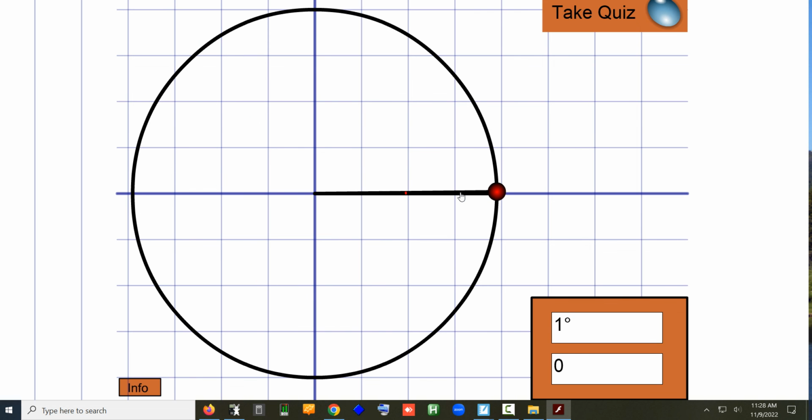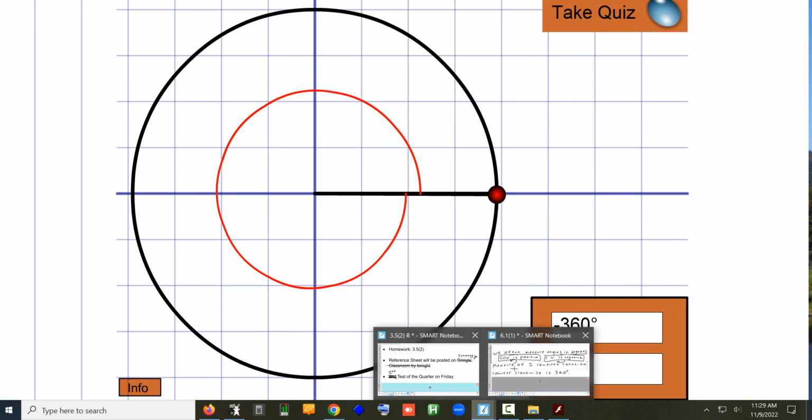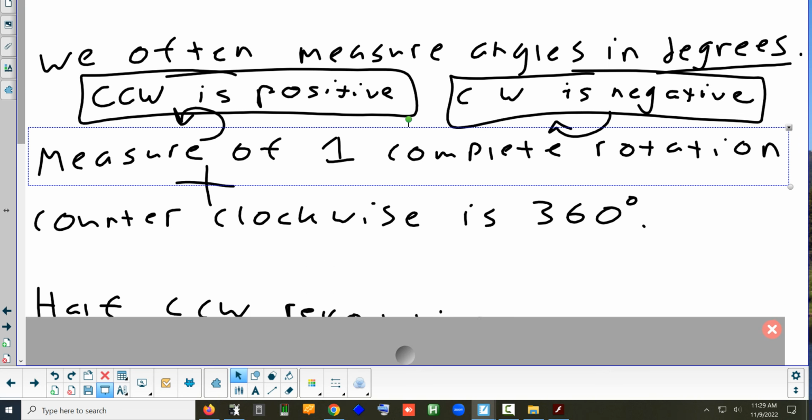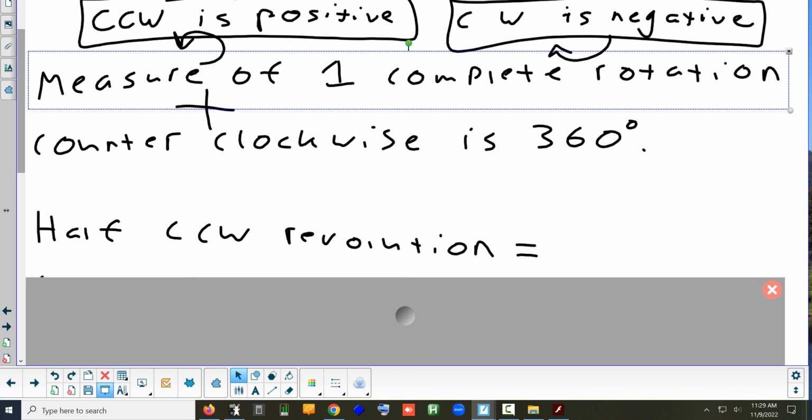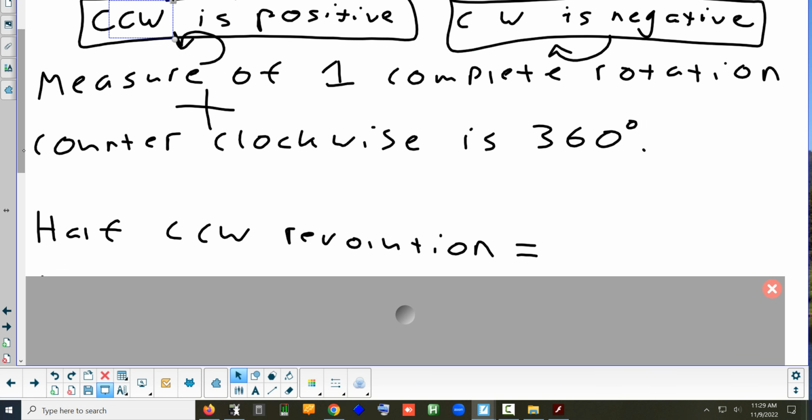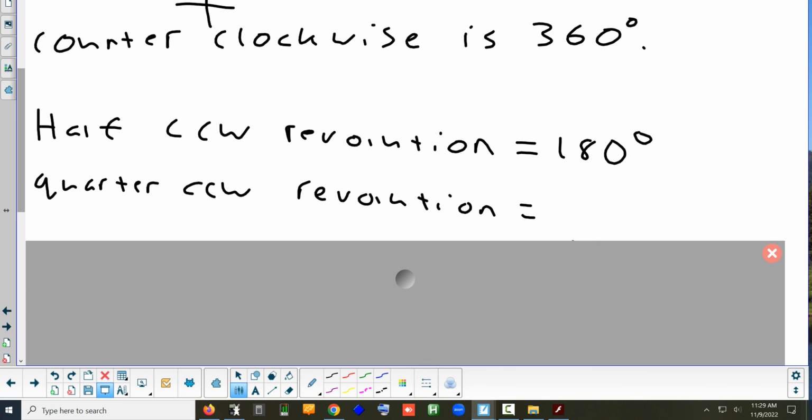So let's go back to 0. And now let's go clockwise, one full rotation. And that's negative 360. So positive and negative just controls the direction you rotate it to create an angle. So what about if I did a half counterclockwise revolution? How much would that be? It'd be positive, and it's only halfway around, so it's 180. How about a quarter? That'd be 90.